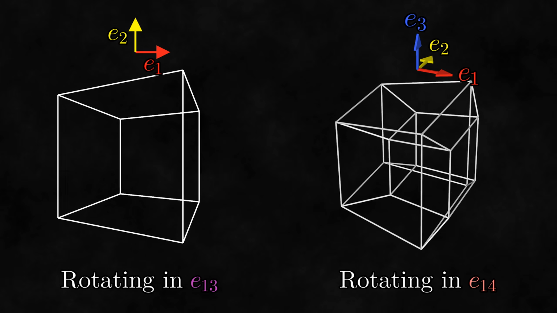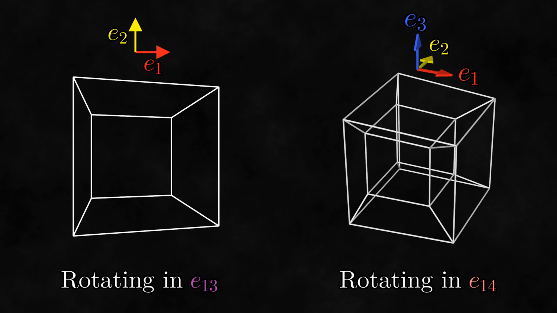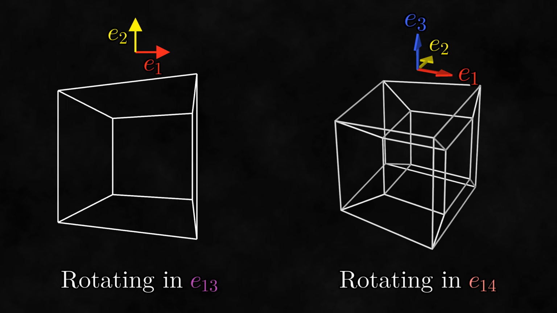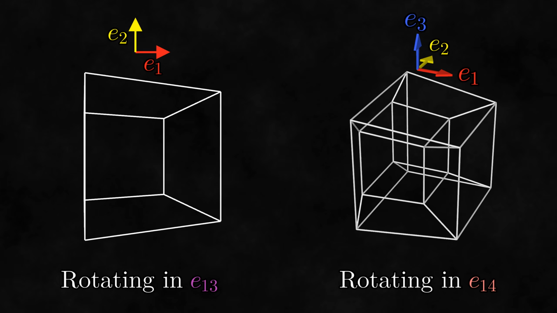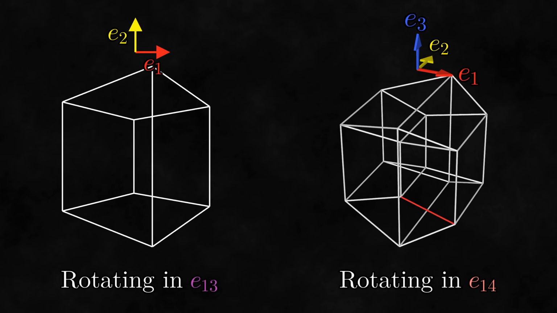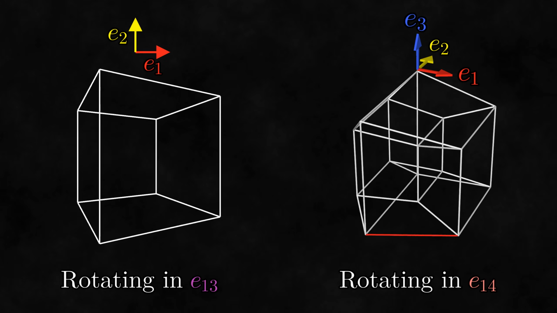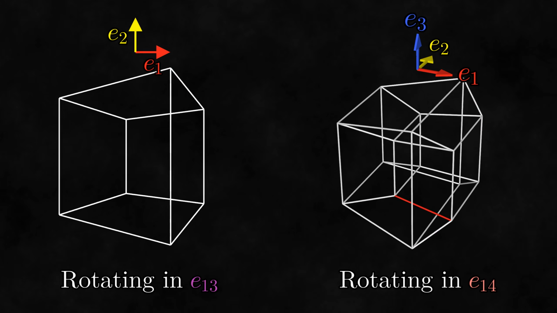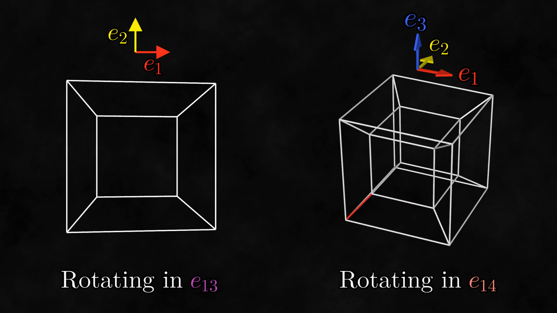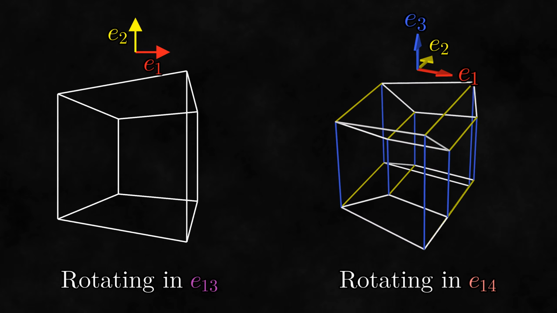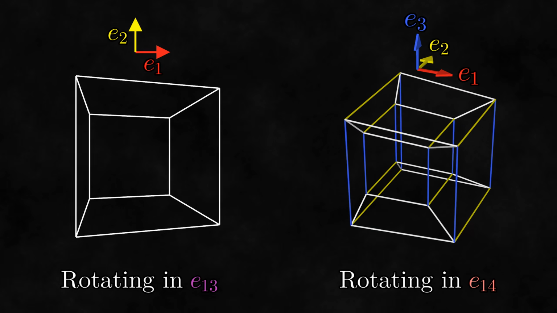Remember that when rotating in a plane, the vectors in that plane change, while the vectors perpendicular to that plane do not change. We can see this in the 4-dimensional rotation here. Notice that one of the line segments originally going along the E1 axis ends up becoming a line segment going along the E4 axis, which then later becomes another line segment going along the E1 axis. Meanwhile, the lines going along the E2 and E3 axes don't change direction.